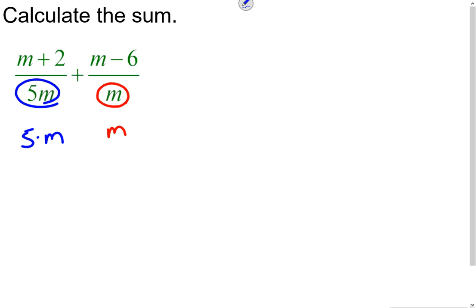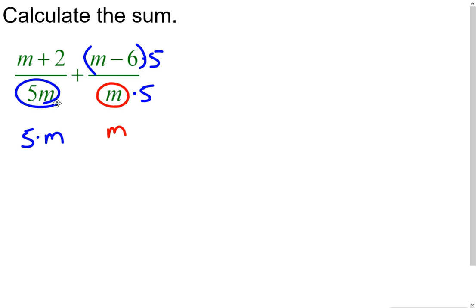And then to find my common denominator, what I like to do is look at this one and ask myself, what is the 5m missing that the m has? The answer is nothing. Therefore, I don't have to do anything to the first fraction. But then I come to the second one and I go, well, what is the m missing that the 5m has? The answer is it's missing the 5. So I have to multiply my denominator by 5. But then since we're working with a fraction, that means I'm going to have to multiply my numerator by 5 as well to keep that fraction equal.